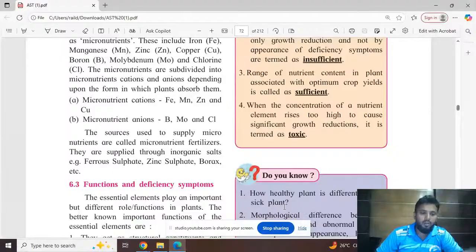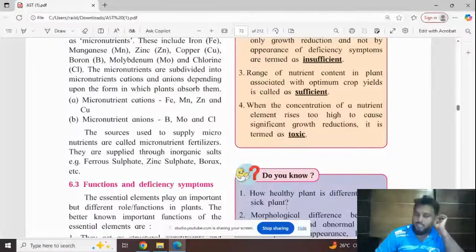So all these elements have certain functions, and if there is a deficiency of these elements, or the quantity that is required by the plants is not up to the mark, then those plants are going to show certain deficiency symptoms. Okay, certain symptoms will arise on deficiency of these elements. So those functions and deficiency symptoms we are going to study.